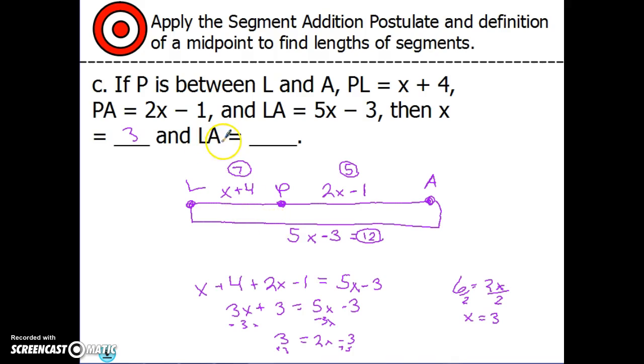They want me to report the length of LA. So LA is the whole thing. That was 12 units if you're looking for a length unit. So take a moment and look over this equation. Make sure you know where I got this equation from. And then see if you can set it up and solve it. These are really great problems, being able to use the segment addition postulate with some algebra to solve for an unknown.